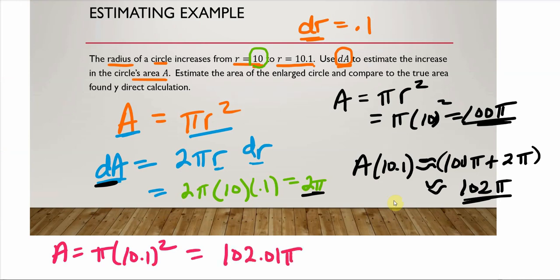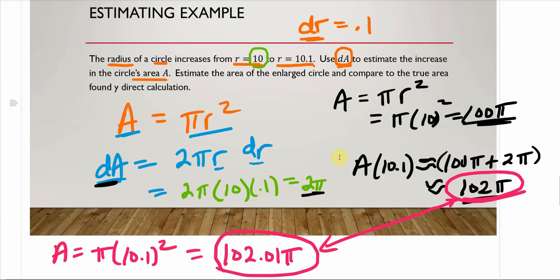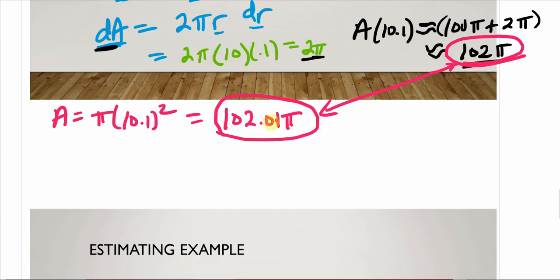So 102.01 pi. If you look at the exact area and you look at the differentials area, what are you noticing? That it's very close. This one was 102.01 pi and this one is 102 pi. So it's only off by 0.01. All right? And that is using differentials to solve a real world situation.